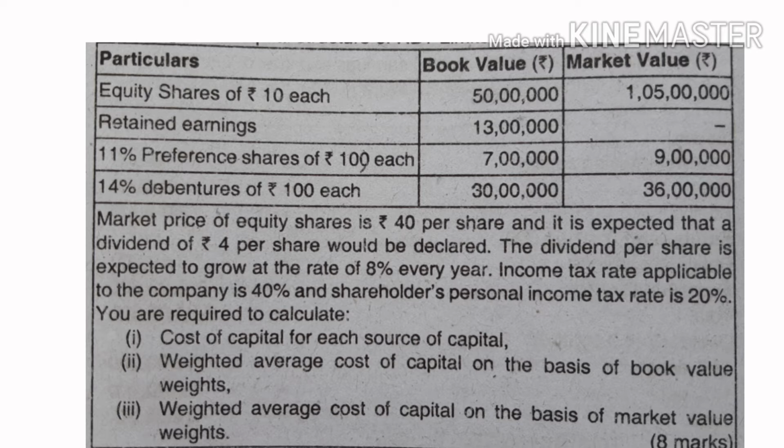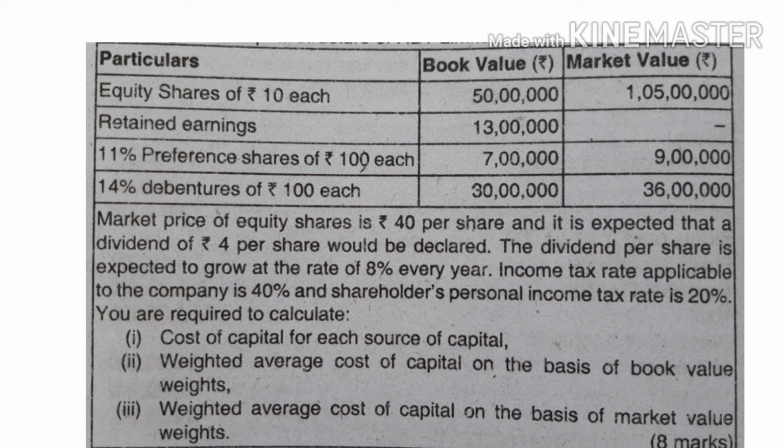Having gained a reasonable understanding of the weighted average cost of capital, now we will move on to a full-fledged problem. The particulars: book value and market value. Equity share at rupees 10 each. Book value 50 lakhs and market value 1 crore 5 lakh. Retained earnings 13 lakh and nil. 11% preference shares of rupees 100 each, 7 lakhs and 9 lakhs. 14% debentures of rupees 100 each, 30 lakhs and 36 lakhs.